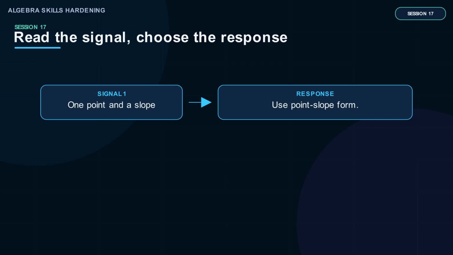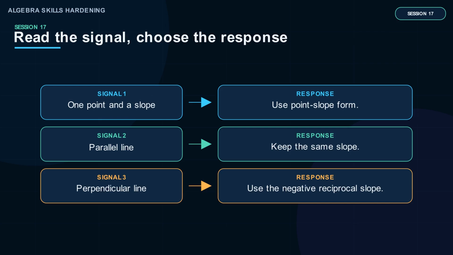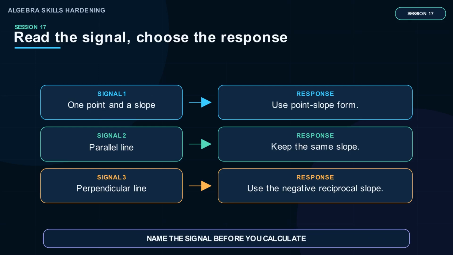Signal 1 is a point and a slope. Respond by remembering to use point-slope form. Name the response before calculating. Signal 2 is parallel line. In that case, keep the same slope. The form tells you which tool fits. Signal 3 is perpendicular line. Remember, use the negative reciprocal slope. This separates plausible from valid answers. If you cannot name the signal, slow down. Deliberate classification is faster than repairing rushed algebra.